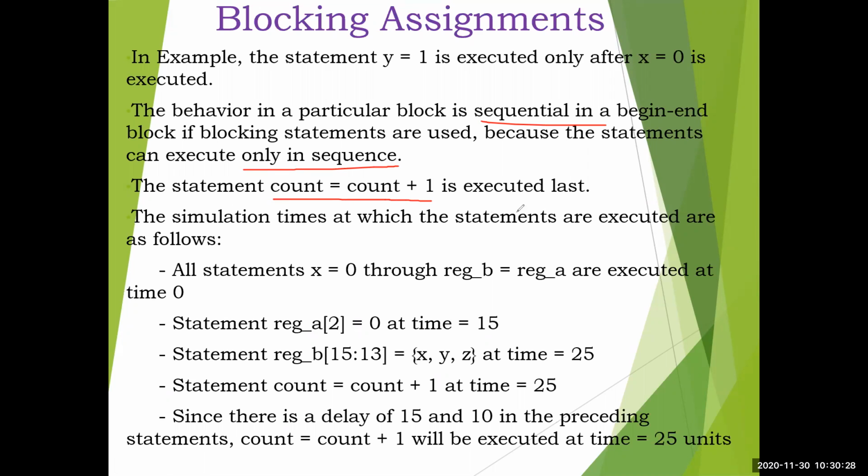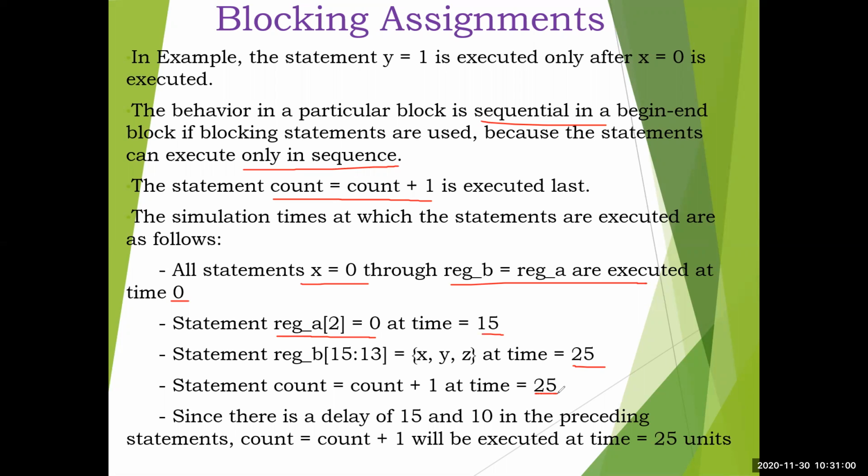The simulation times at which the statements are executed are as follows. All statements from x equal to 0 to register B equal to register A will execute at time 0 only, because there is no delay mentioned, but they will execute in the order. Then the statement register A of 2 equal to will execute at 15. Then the next statement will execute at 25, since a delay of 10 is there: 15 plus 10, 25. The last statement, count equal to count plus 1, will not execute at time 0. It will execute at time 25 only.